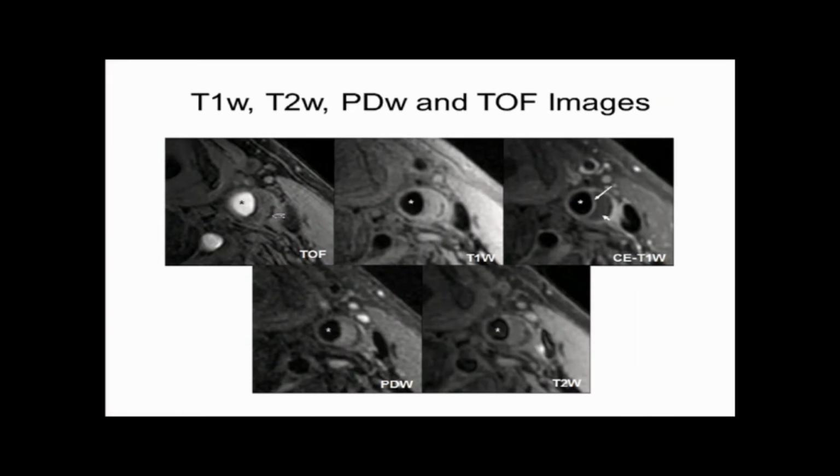It's just another image example where you see a TOF image with the blood signal bright, and here the T1 weighted and T2 weighted black blood images, with the blood appearing black due to these prepulses. A nice thing about the contrast enhanced T1 weighted sequences is that you can highlight the fibrous cap. That is a nice feature of contrast enhanced T1 weighted imaging. So you can try to measure the integrity of the fibrous cap.